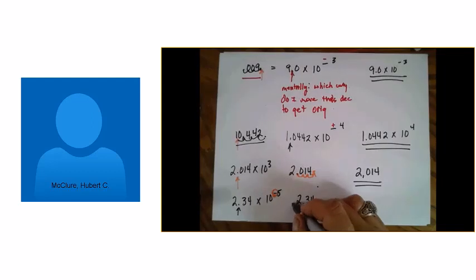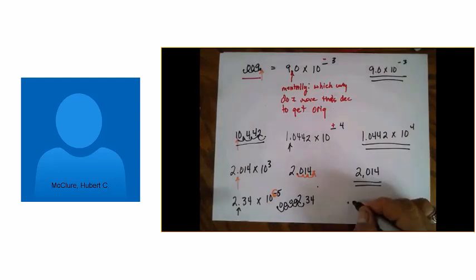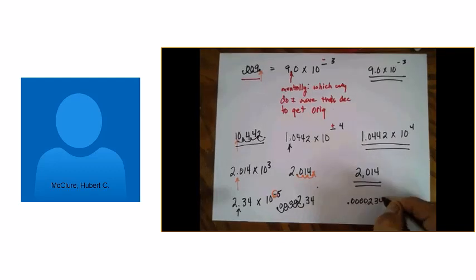2.34. 1, 2, 3, 4, 5. And if nothing's there, you plug in zeros. So the answer to this question is 4 zeros, then 2, 3, 4.